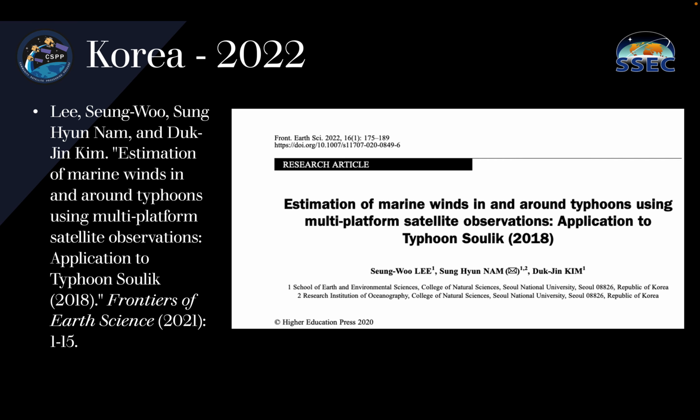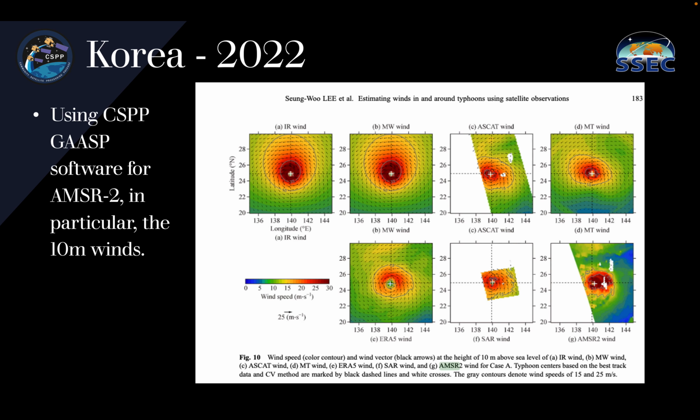So here's a publication in Frontiers of Earth Science, and actually 2021, not 2022. This is from Korea, estimation of marine winds in and around typhoons using multi-platform satellite observations, with application to Typhoon Soulik from 2018. And they use the CSPP GAASP, which is the AMSR2 software package, to study these typhoons using the wind retrievals over the oceans that are done with that package. And if you look at this figure, which is again from that publication, the bottom right panel, these are the AMSR2 retrieved ocean winds.